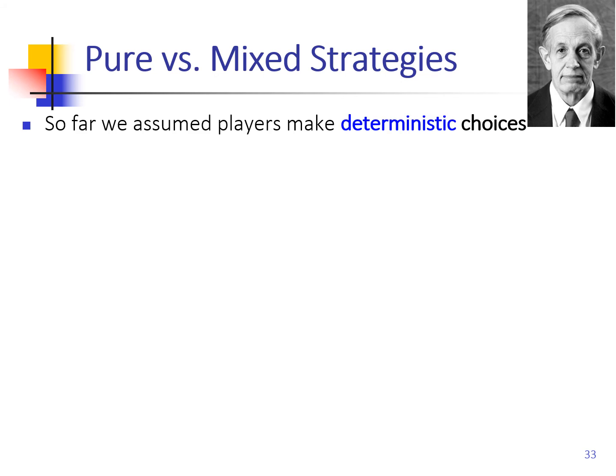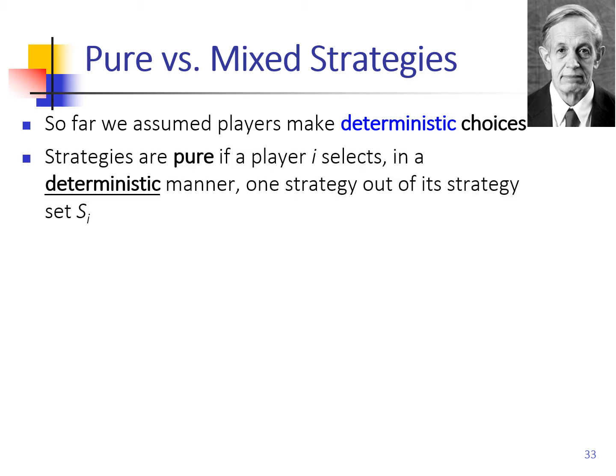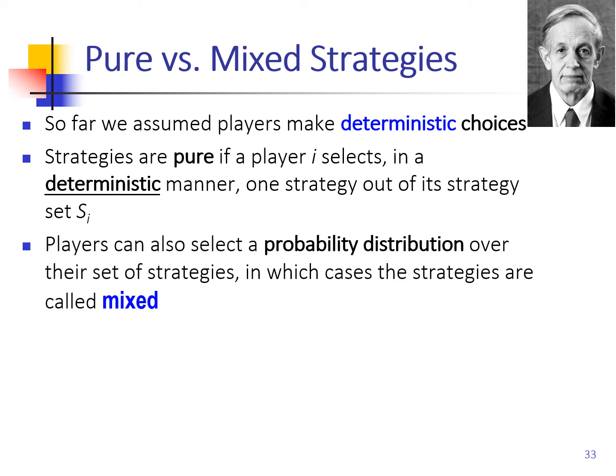So far, we assume that the players make deterministic choices, and that's why we called it pure strategy, by the way. Okay, so we said that strategies are pure if a player i selects in a deterministic manner, which means with probability one, a strategy out of its strategy set, right? Now, if we want to extend that, and it's very obvious what we will do, it is essentially to introduce a probability distribution over the actions that the player i can take, and this is what we will be referring to as a mixed strategy.